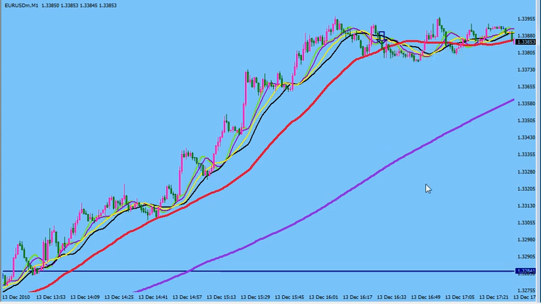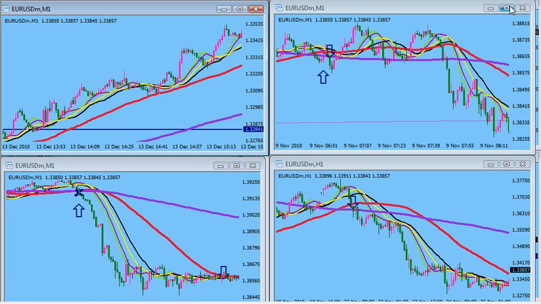And instead of waiting for the break of the 200 SMA like I've been doing, I'm going to go back to the break of the 50 because I realize that if I get into a good 50 break, then I'm going to have sweeter profits, just a little bit more. Let's take a look at some more charts.